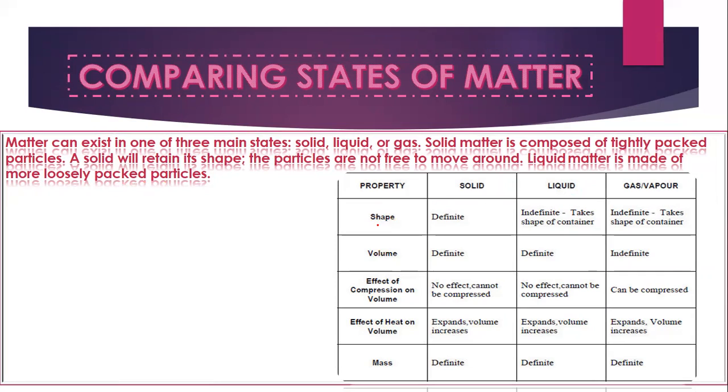First, we discuss the property of shape. What is the shape of the solid? Definite. The liquid? The shape of the liquid is indefinite. It takes the shape of the container. And in the gas, also the shape is indefinite and takes the shape of the container, as I told you before about the balloon.